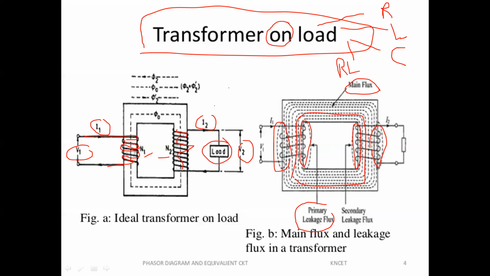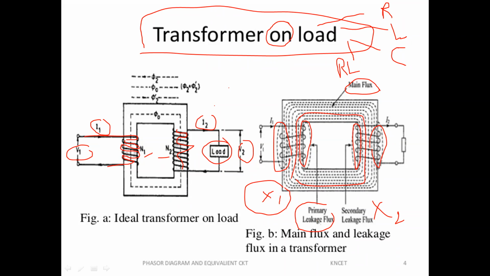So because of this leakage flux, reactance exists on the primary side, X1, and on the secondary side, X2. Leakage reactance exists only when alternating flux exists. In DC circuits, there is no reactance. Because if alternating flux exists, that means frequency exists and leakage flux exists. Leakage flux existing means reactance is existing.